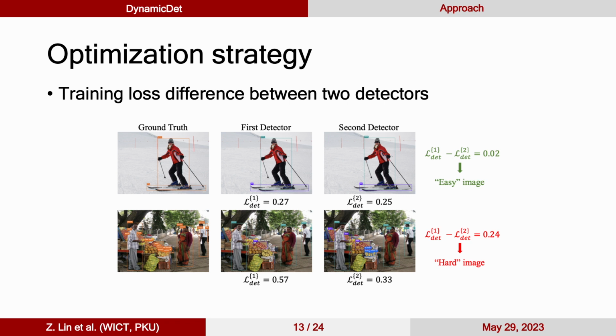We define the difficulty criterion based on the corresponding training loss difference between the two detectors of an image. Specifically, we assume that if the loss difference of an image between the two detectors is small enough, this image can be classified as an easy image. Instead, if the loss difference is large enough, it should be classified as a hard image.